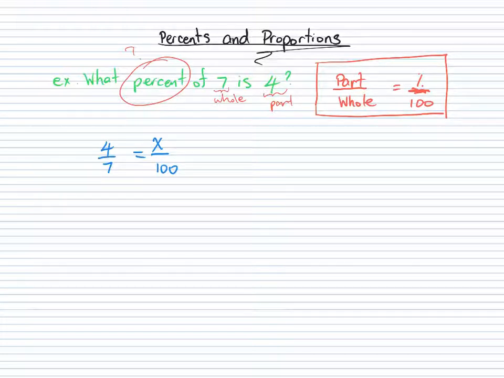So now we have a proportion, and hopefully you've watched the video on proportions, you're comfortable with them now, and you're able to solve this. But if not, I'll go over how to solve this using cross multiplication. Whenever you have two fractions that are equivalent to each other, we can cross multiply them. We multiply the bottom left by the top right, which is 7 times x, and we get the same thing as if we multiply the top left by the bottom right, which is 4 times 100.